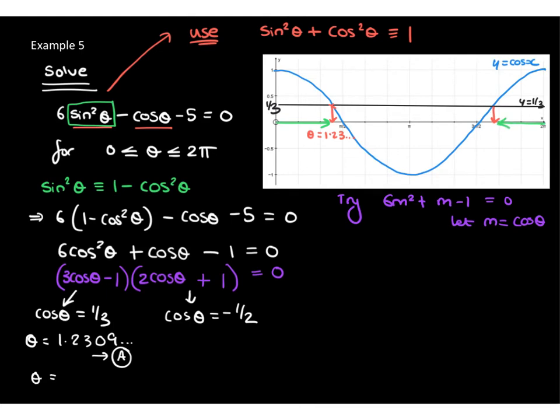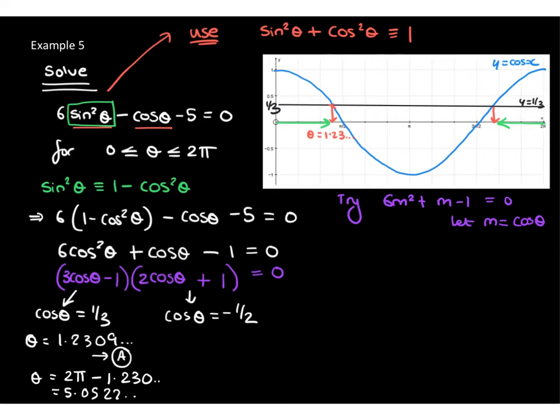So I can work out my second value of theta here. Theta equals 2 pi minus 1.23, etc. And because we've stored it in a calculator memory, it's easy to access. And this gives me 5.0522. Now that's within range.